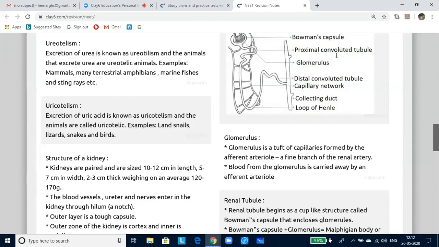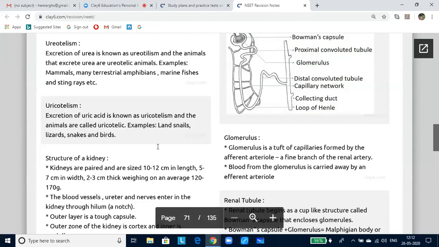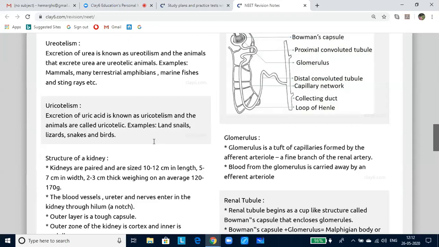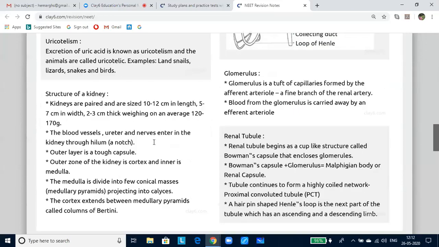So you know the kidney is the main excretory organ. So what does the excretory system as a whole consist of? The excretory system of humans consists of the following parts: a pair of kidneys, a pair of ureters, one urinary bladder, and one urethra. Now, kidneys are bean-shaped structures.